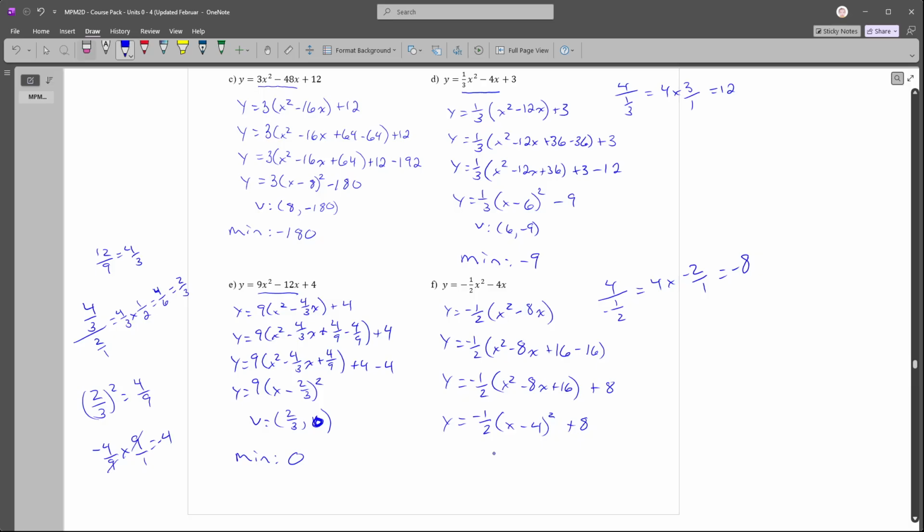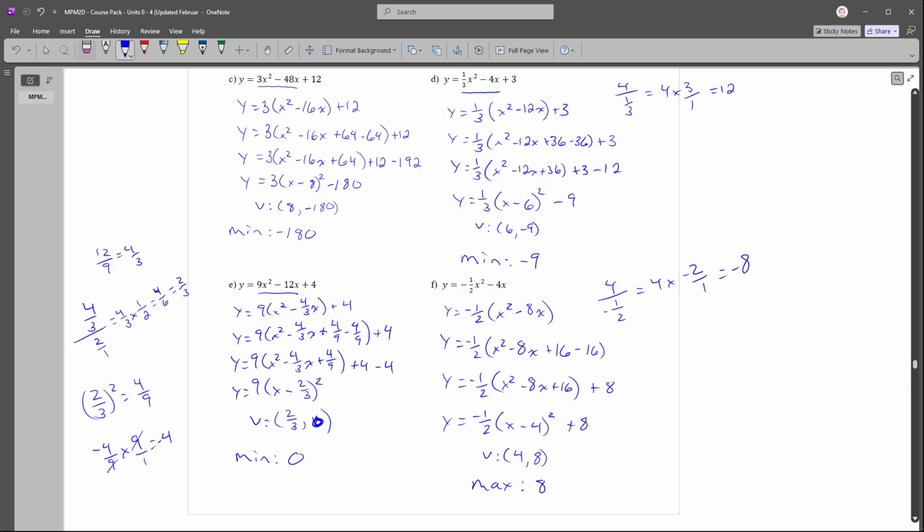Now we just need to put everything together. So our vertex is (4, 8): 4 from the negative 4 here, and 8 from the outside. And then finally, do we have a max or a min? Well, a is a negative number, so that means that we have a maximum. Whenever a is a negative number, we have a maximum because it's opening down. So the max value is 8.